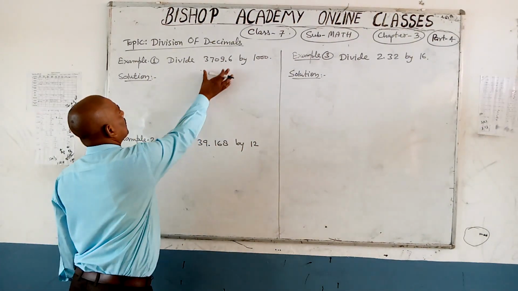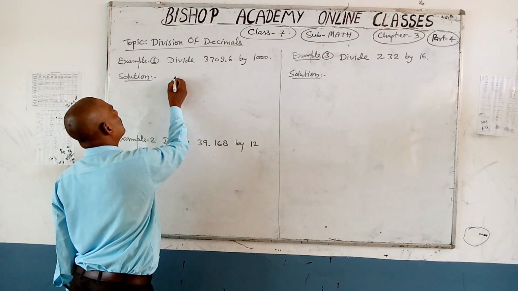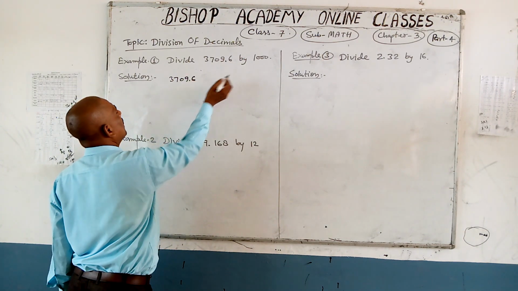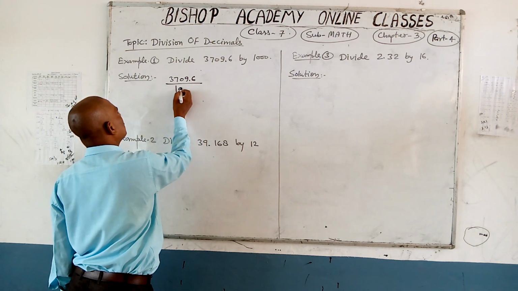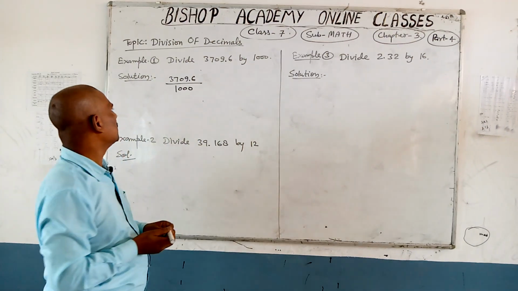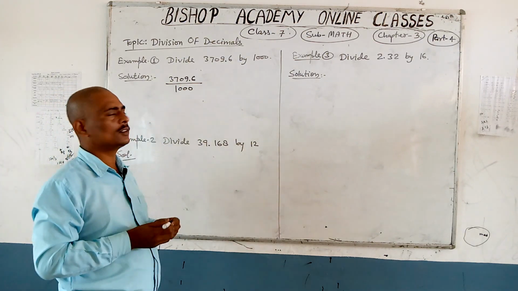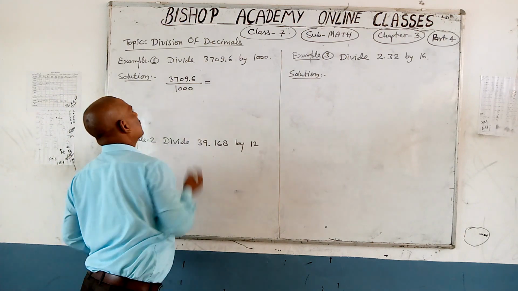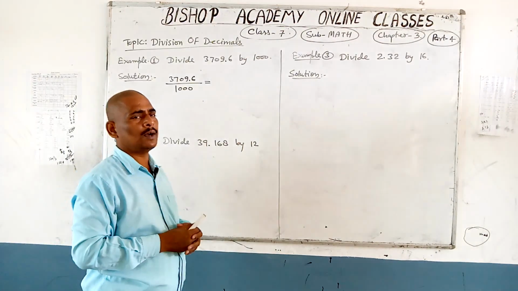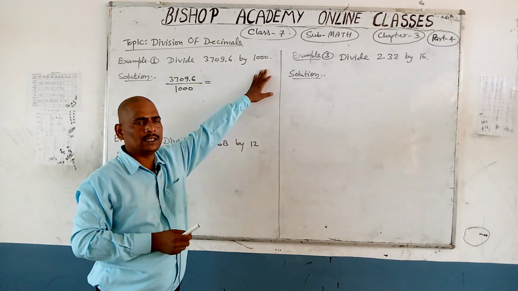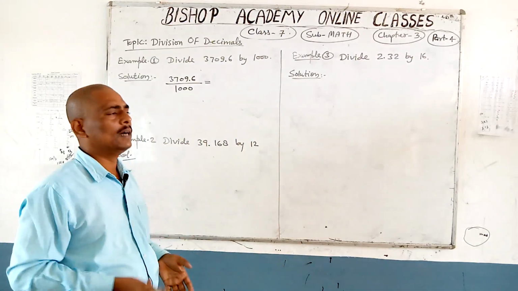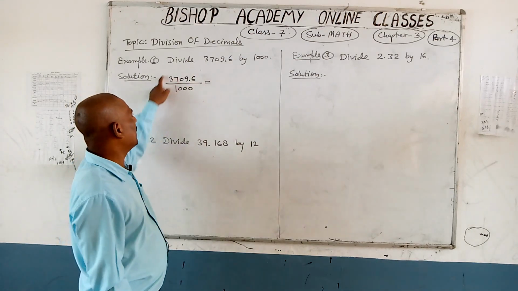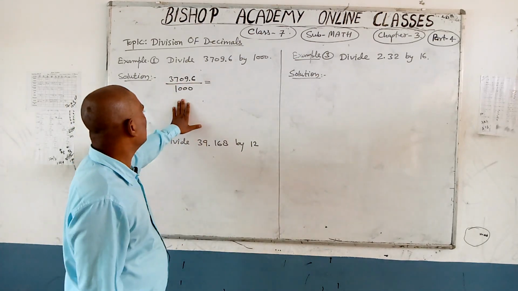Here, to divide the number 3709.6 by 10,000, you can make a fraction like this: 3709.6 upon 10,000. In such cases, when you have to divide any decimal by 10, 100, 1000, 1 lakh or 10 lakh, simply you can divide and find the quotient like this.